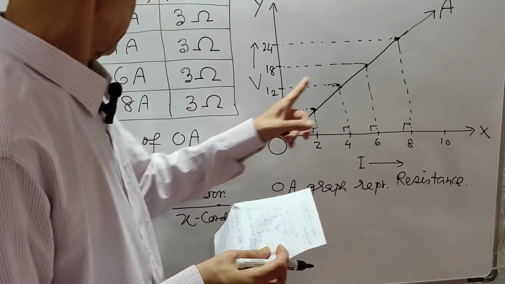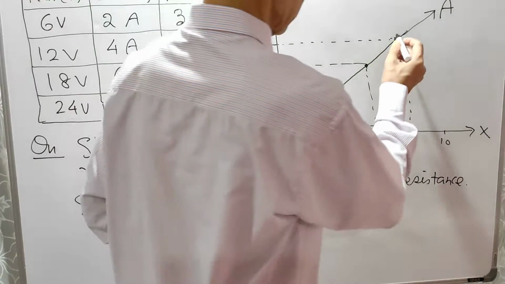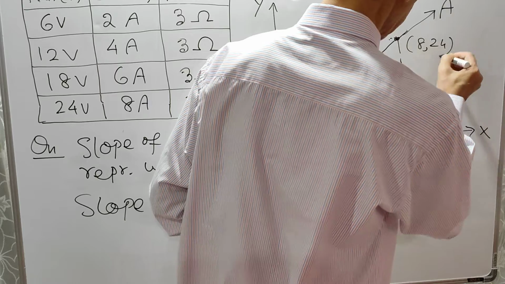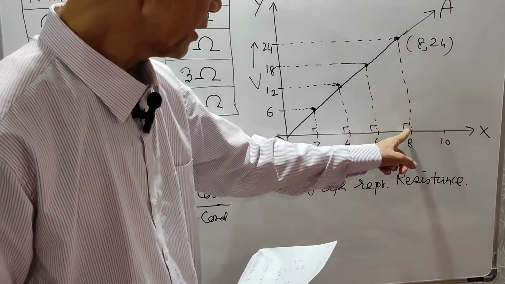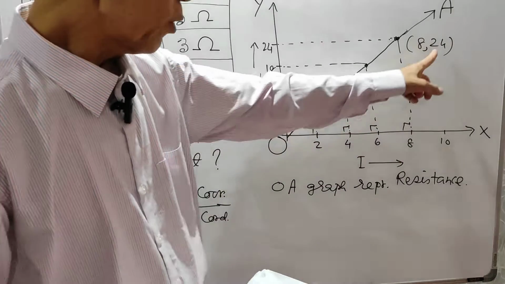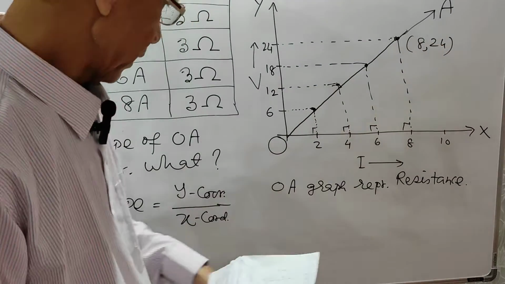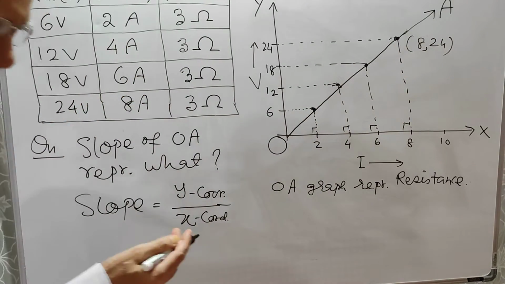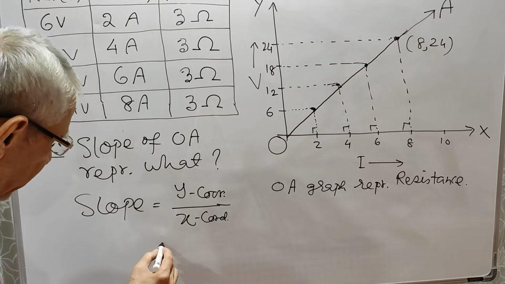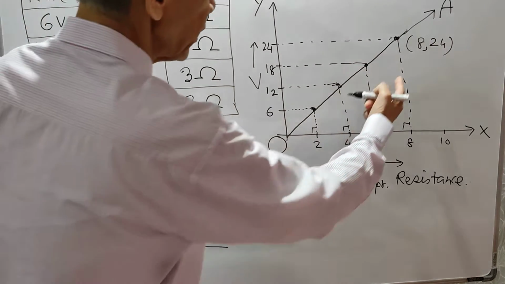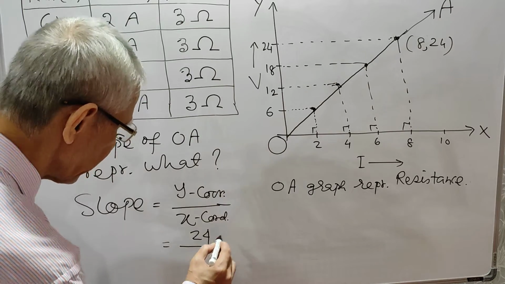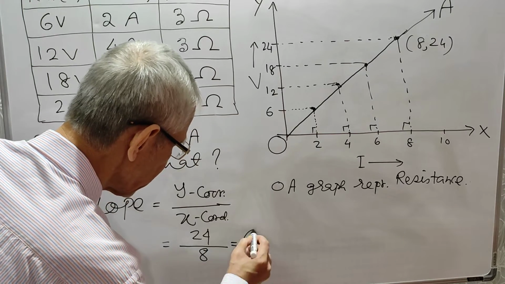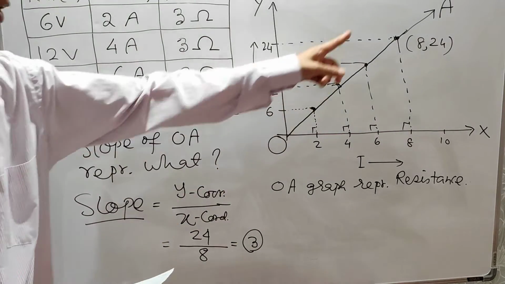Now suppose you consider this point. This point is 8, 24. What are the coordinates of this point? 8, 24. Now y coordinate is 24, x coordinate is 8. Therefore, slope of OA is equal to y coordinate 24 by x coordinate 8. 24 by 8 means 3. So you see, slope of this graph is 3.